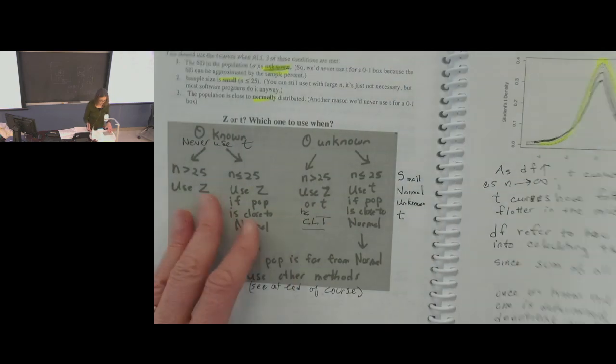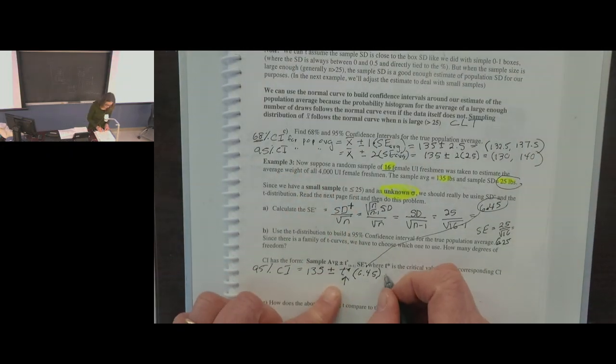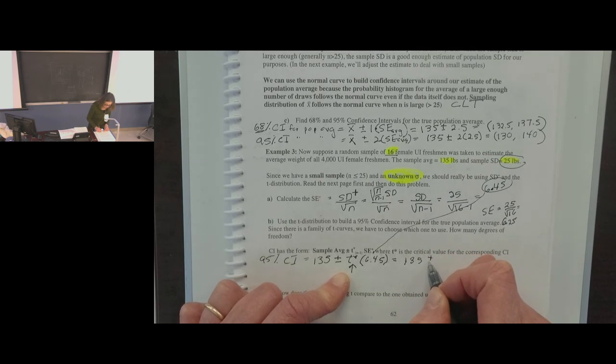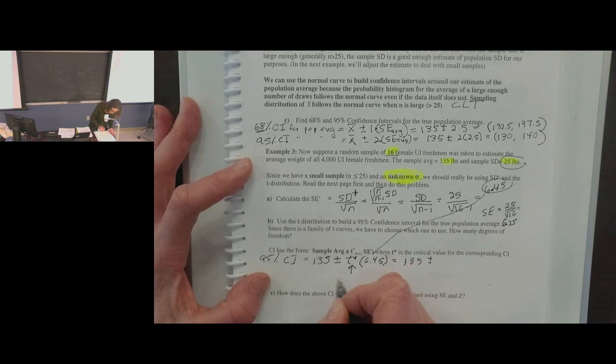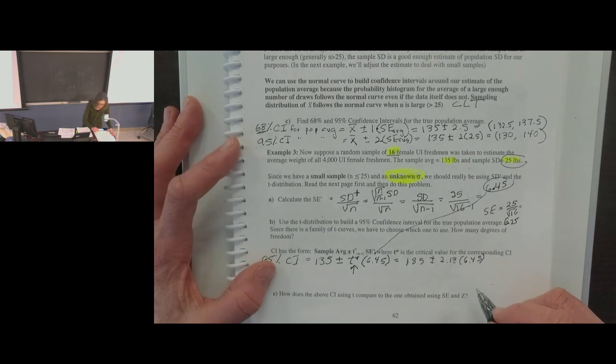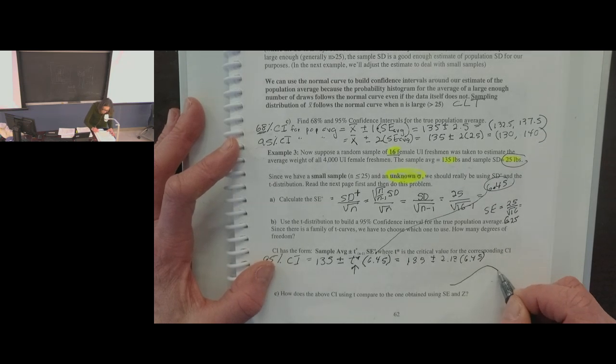So now we're going to look at that, and we say 135. So our answer is 135 plus or minus 2.13 times what? Times our standard error. So it's going to be 2.13 times 6.45. All right, and so let's draw the picture so you know what you're doing here.